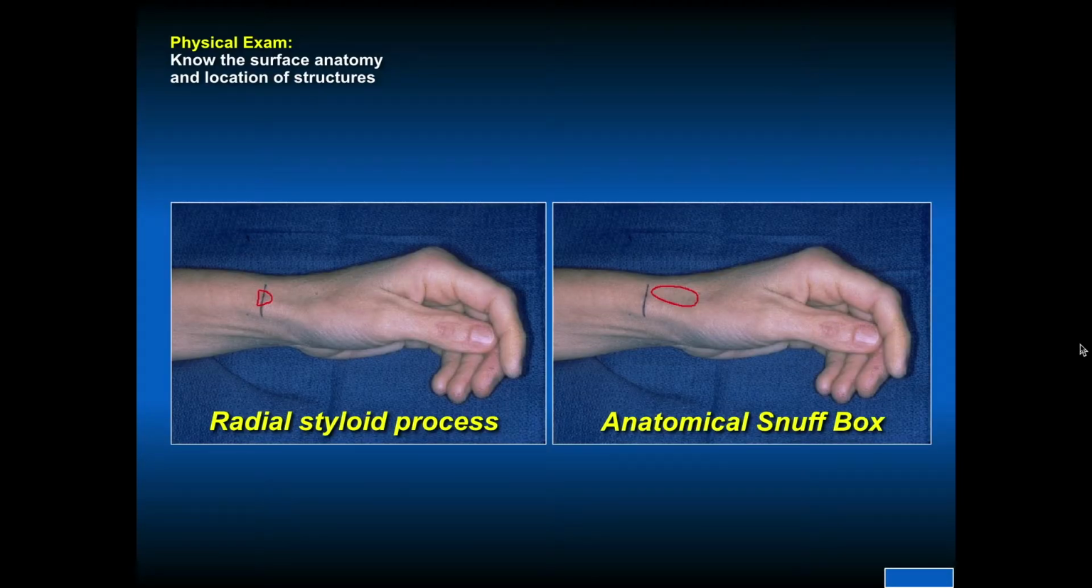So on the physical exam, know the surface anatomy and location of the structures. On the left is the radial styloid process. So if you have something going on with a distal radius, that's exactly where they'll hurt. They may have a lot of swelling.